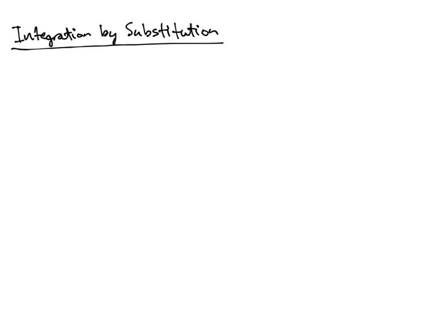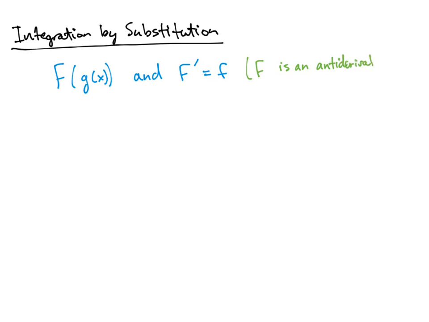In this video, we'll be going over integration by substitution. Now, suppose we have a composite function, capital F of g of x, and the derivative of capital F is equal to lowercase f. And so what we want to say is capital F is an antiderivative of lowercase f.